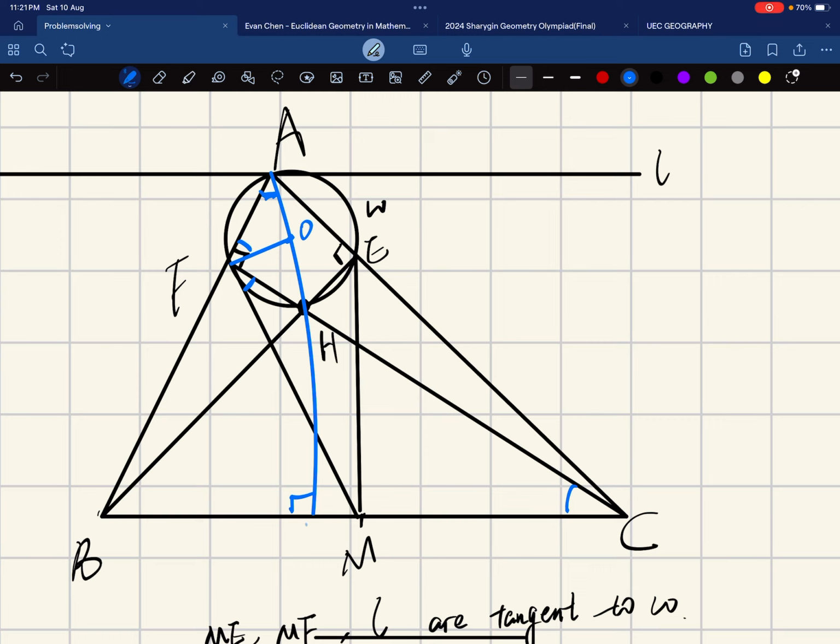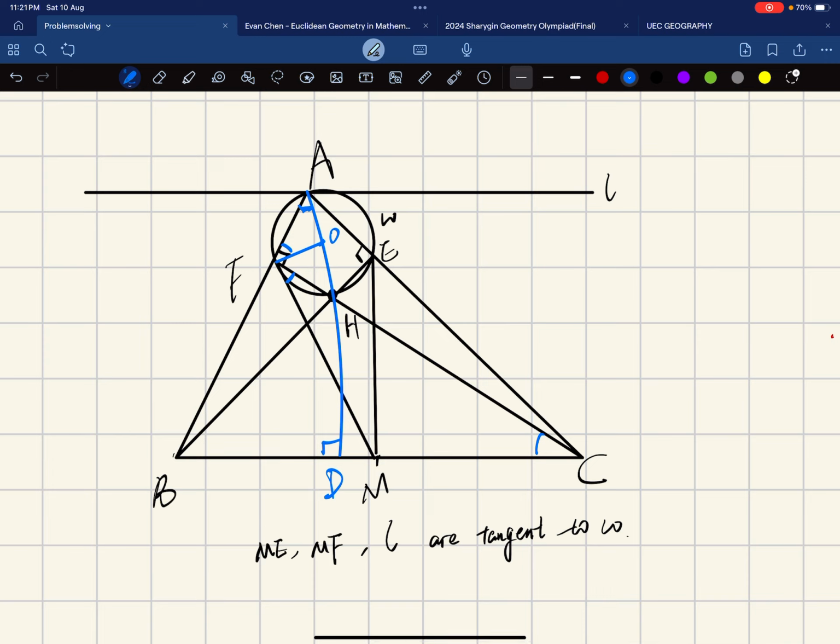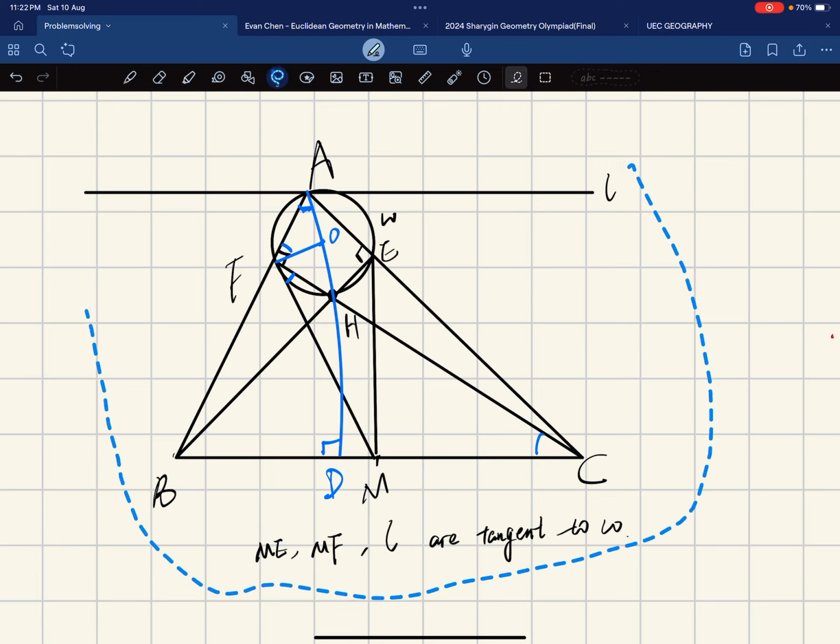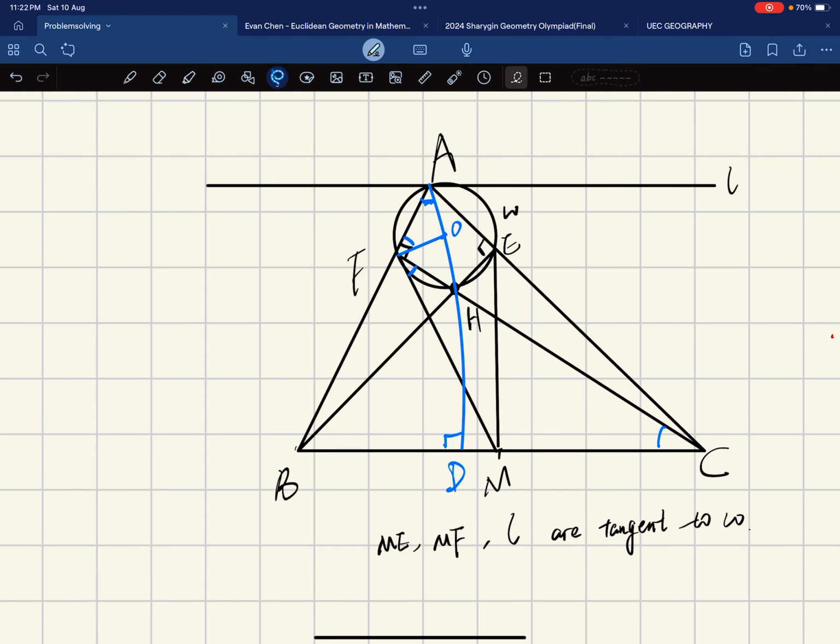Because here is the point D, we can easily show that ACDF are concyclic. Then we have the two angles FAH equals FCM, and then we have MF is tangent to the circle omega, and in the same way, we can prove that ME is tangent to the circle omega. So we have proved that the three lines are all tangent to omega. So that is the lemma.